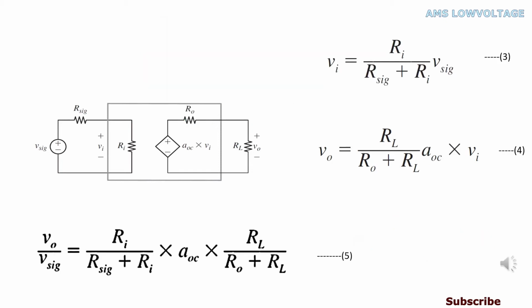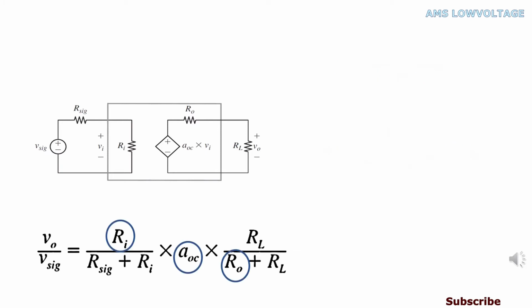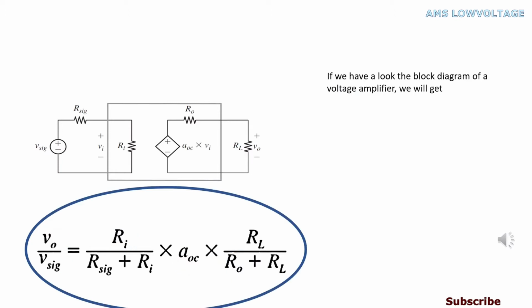After rearranging these two equations, we can get the actual voltage gain Vo divided by Vsig is equal to Ri over Rsig plus Ri times AOC times RL over Ro plus RL. If we can find out the values of Ri, AOC and Ro, then we will be able to get the actual voltage gain of our amplifier circuit, because we've already got the other parameter values for the equation. And from this equation we can calculate the output voltage as well.